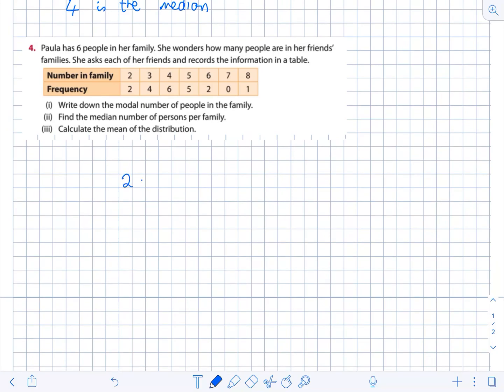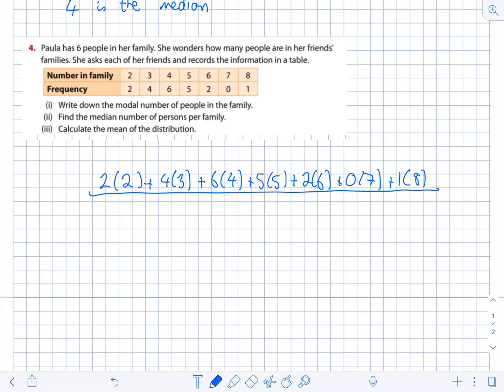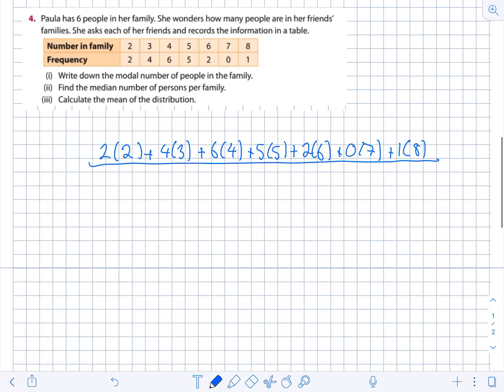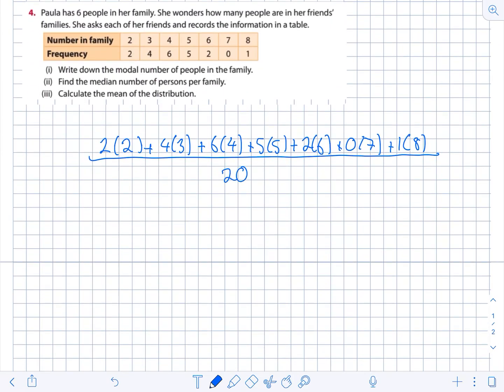So the mean, we're going to go 2 times 2. We have 2 2s, we have 4 3s, we have 6 4s, we have 5 5s, we have 2 6s, we have 0 7s, we have 1 8. And that's all over the total number of families we have, which was 20.